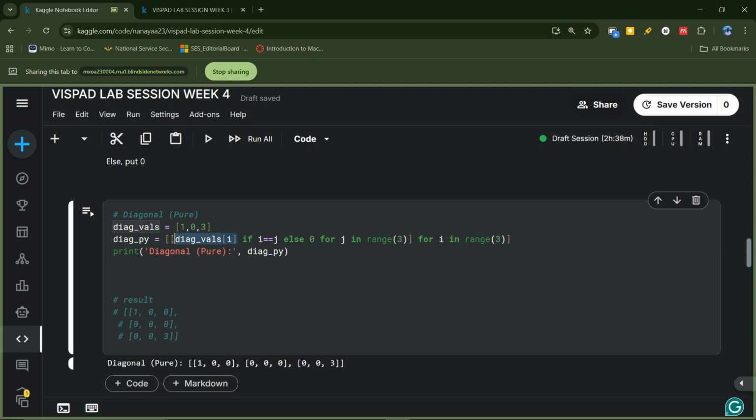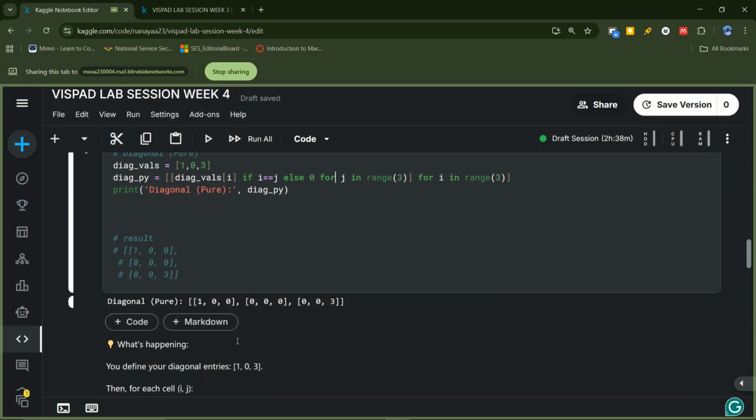And what is the value, right? The value is diag_vals[i], which can be either 0, 1, or 2. Why? Because we are considering range 3. Range 3 is from 0, 1 to 2. Okay. So if i is truly equal to j, put this there, else put 0, for j in range 3 and i in range 3.